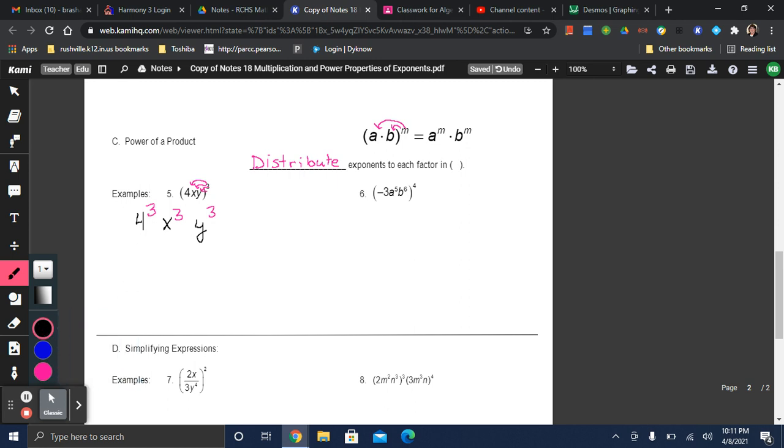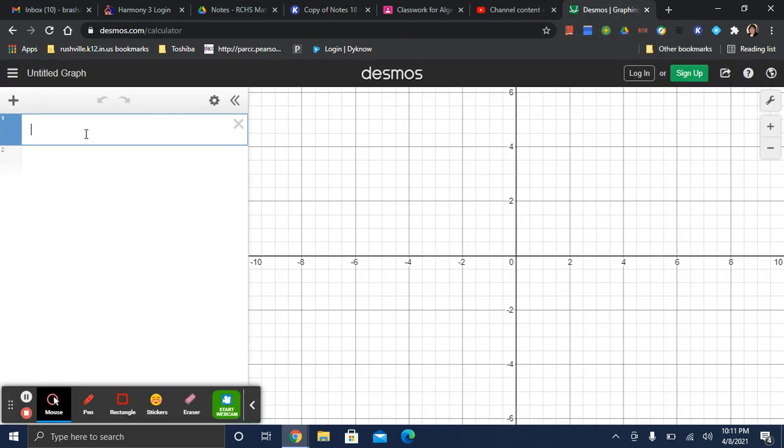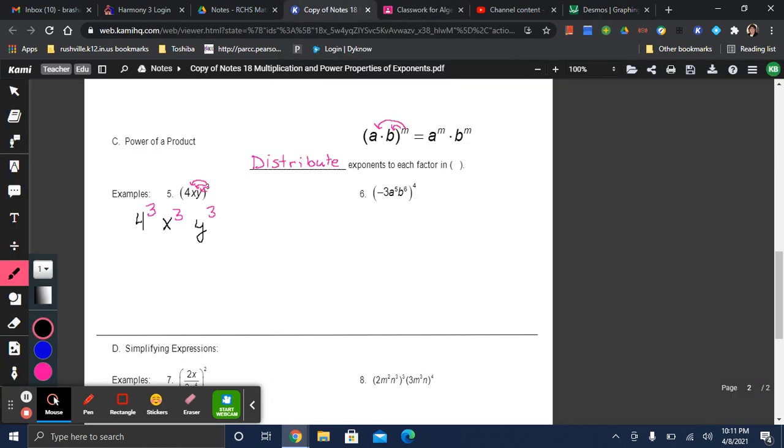Now, I'll go ahead and show you on Desmos. You can do this on the graphing or on the other Desmos. Type 4, then use your shift 6 and go to the 3rd power, and there's your 64. So 4 to the 3rd power gives you 64. And I'll go ahead and write that. Unless it says otherwise, we will simplify our number expressions. So 64, the x will keep the exponent 3, and the y will keep the exponent of 3.